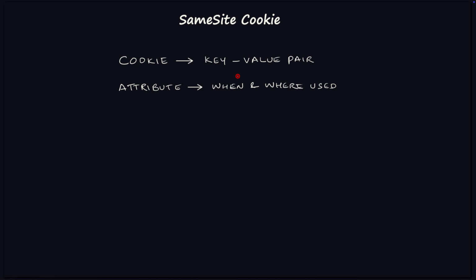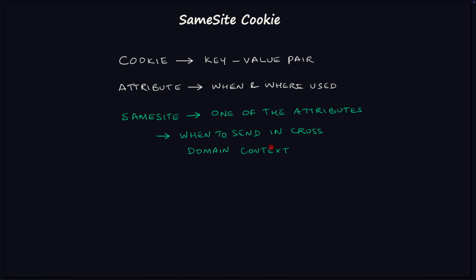Now, cookies will normally have one or more attributes. These attributes control when and where these cookies are used. One of those attributes is called the SameSite attribute. This SameSite attribute controls when cookies are sent in the cross-domain context.